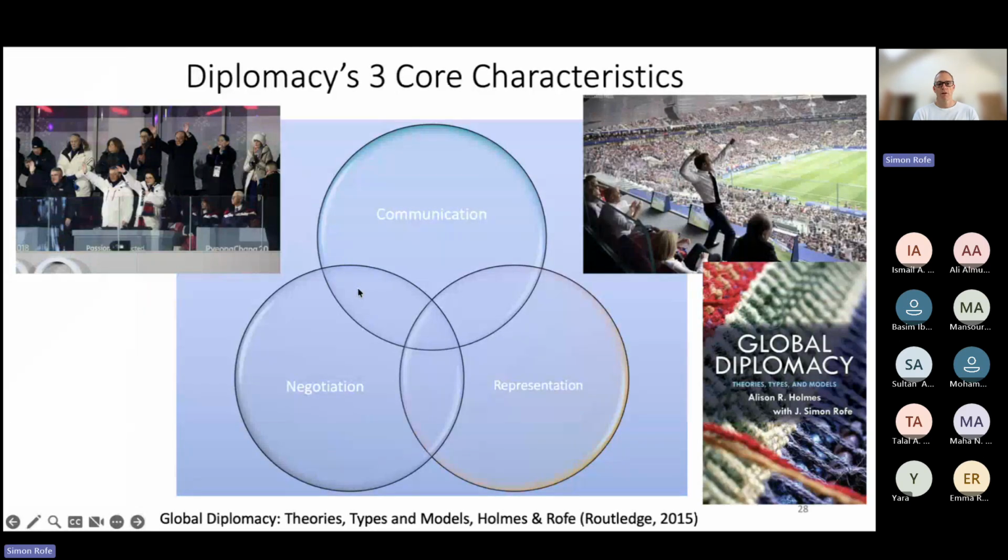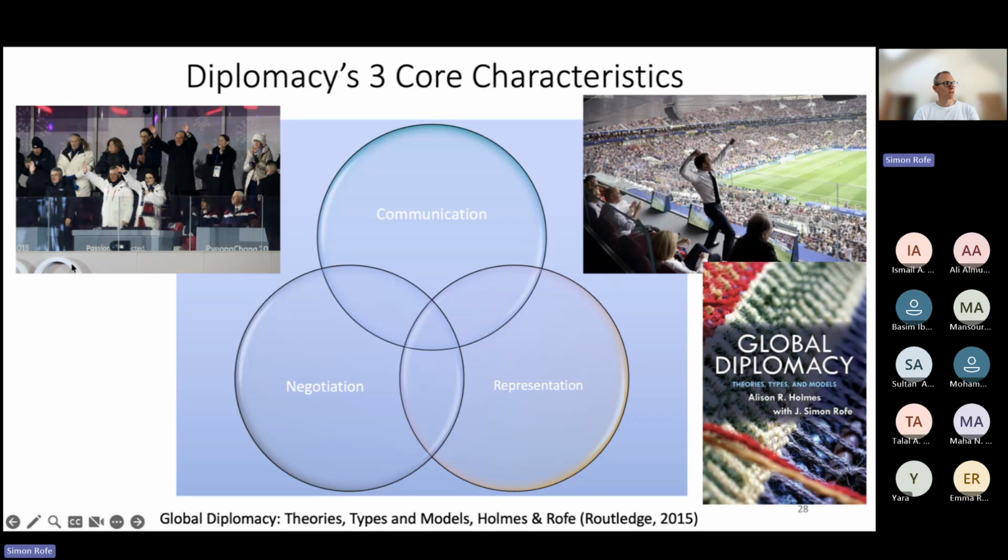So that triumvirate: communication, representation, and negotiation. And in the images, the photographs on this slide, you can see how certain organizations are enabling, facilitating, indeed leading some of the communication, negotiation, and representation of nation states. So the top left image is from Pyeongchang 2018, the opening of the 2018 Winter Olympic Games. And the gentleman in the bottom left of the picture is Thomas Bach, who was then president of the IOC.